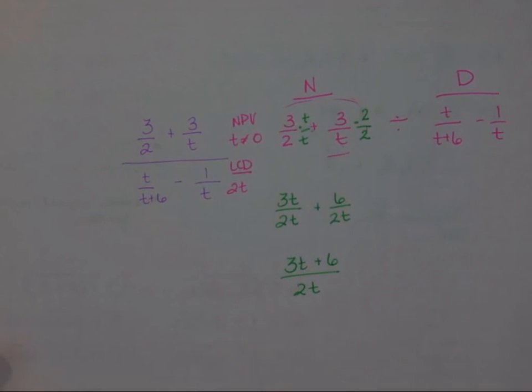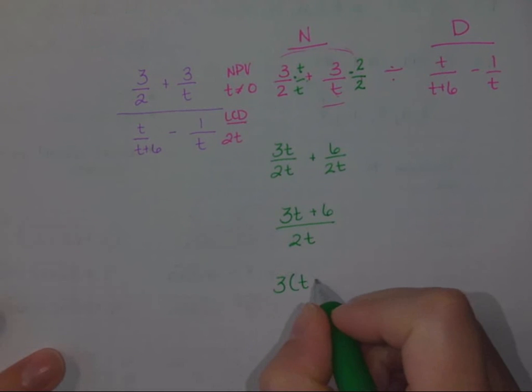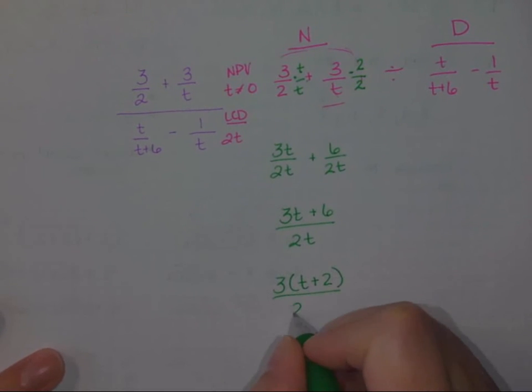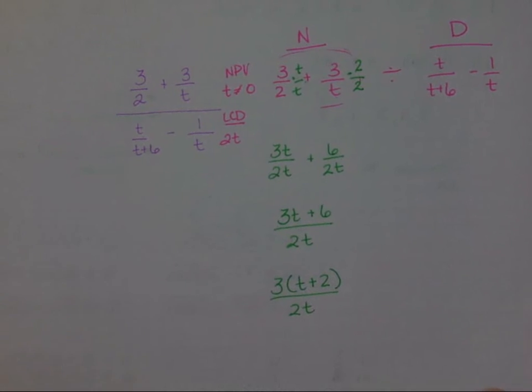Okay, I can go one more step with this because I'm looking at that top, and I can factor it: 3 bracket t plus 2 over 2t. I think that's going to help me a little bit later.